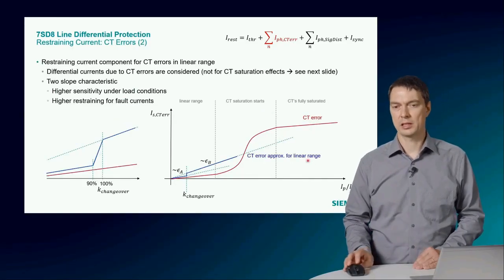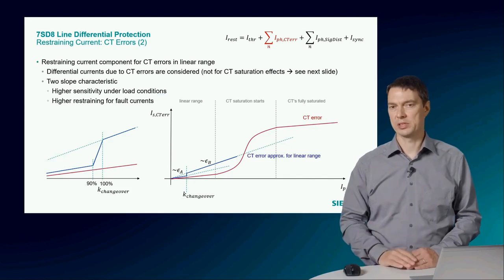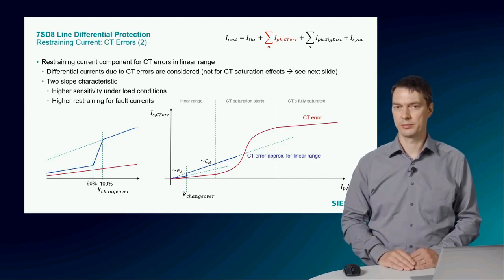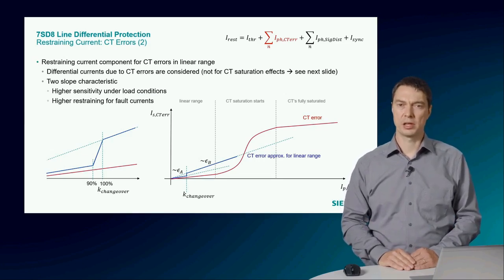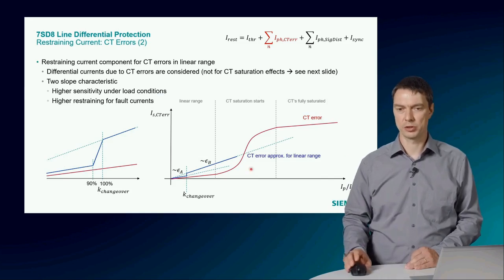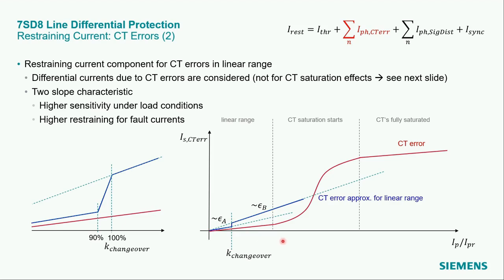How does the adaptive algorithm compensate for these CT errors? The restraining current component for the CT errors shall only stabilize for errors in the linear range. So in this area here. Differential currents caused by CT saturation will be stabilized by another method, which I will explain a bit later.